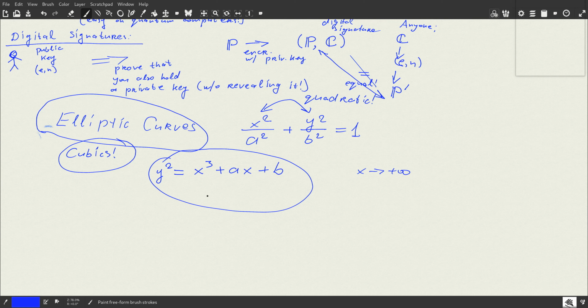In particular, there is a requirement that the discriminant of this curve, you remember obviously the discriminant of a quadratic equation, so there is a discriminant of an elliptic curve as well, which is up to a factor equal to 4a cubed plus 27b squared, must not be equal to 0. So the simplest elliptic curve, for example, y squared equals x cubed, where a and b are equal to 0, is no good.